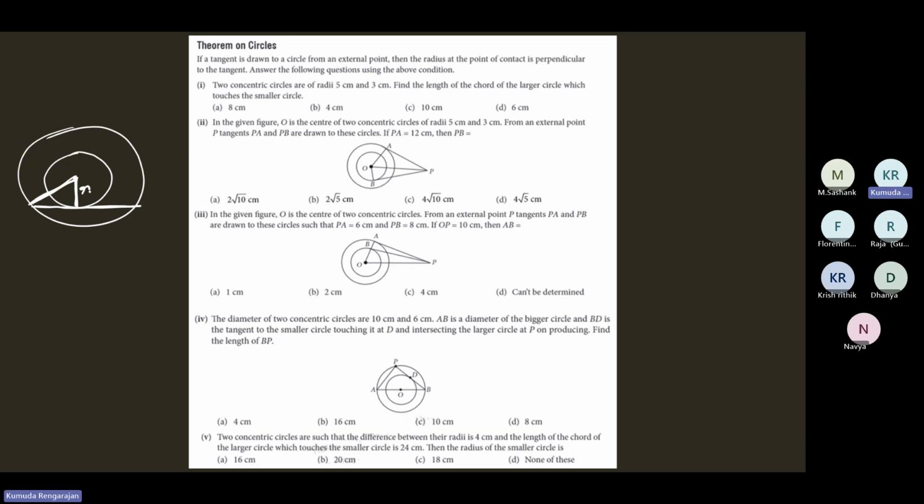If the smaller radius is R, the bigger radius is R plus 4 because the difference is 4. And the length of the chord of the larger circle, which touches the smaller circle, is 24. The length of this chord is 24, so half the length of the chord will be 12. So this is 12.